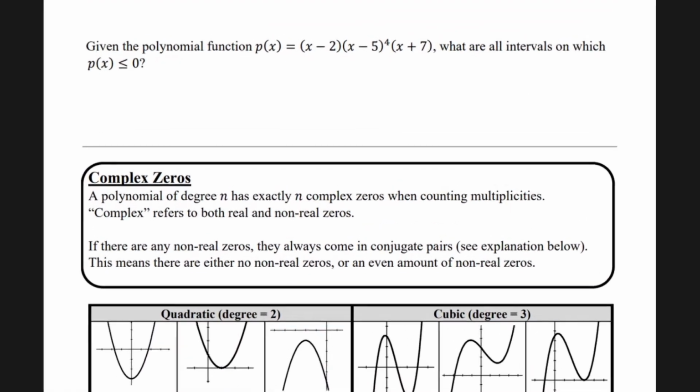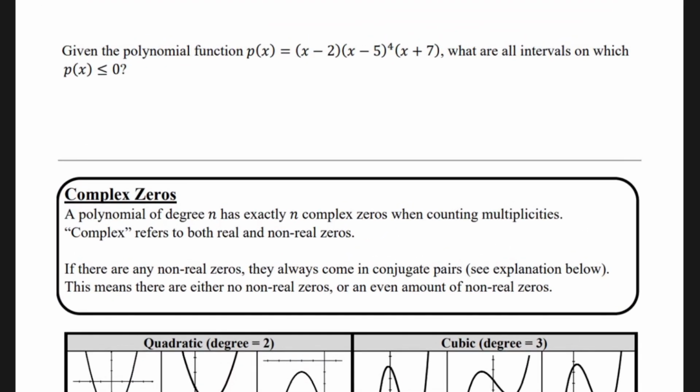This is a big one. Lots of notes for this guy. So, given the polynomial function p of x equals x minus 2, x minus 5 to the 4th, and x plus 7, what are all the intervals on which p of x is less than or equal to 0? So what I'm going to do is draw myself a sign chart. I really don't care what the picture looks like. I just care where it's positive or negative. So I'm going to make myself a p of x sign chart. What are the numbers that seem to matter?